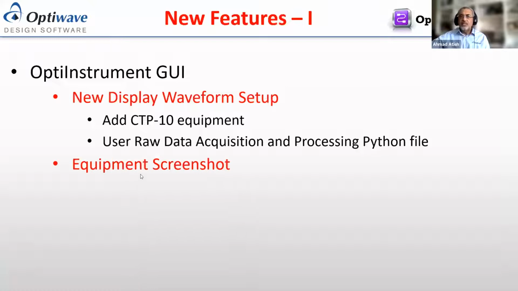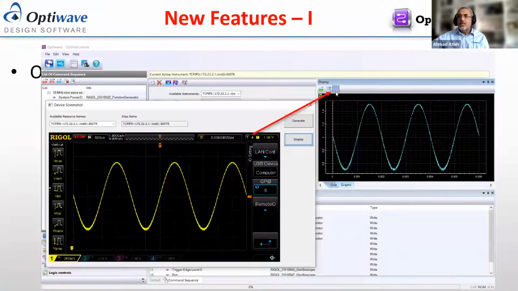Now, the second part is the equipment screenshot added to the GUI. As you can see, this is the icon. Once you click on it, you are able to download what is displayed on the equipment. This feature only works with equipment where the manufacturer enables it. Here is an example from Regal, where we captured what is displayed on the equipment, and it exactly matches in OptiInstrument.